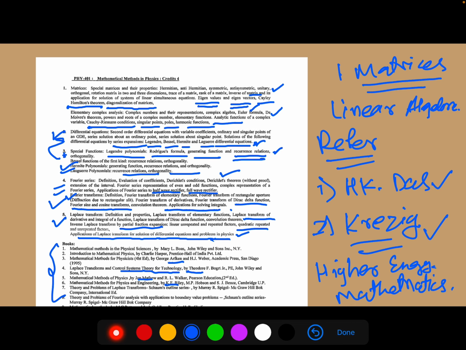Okay, this is our syllabus of first subject or first paper, that is mathematical methods in physics. The syllabus belongs to Dr. Babasaheb Ambedkar Marathwada University (Bamu), Aurangabad. Okay, the paper number is Physics 401.